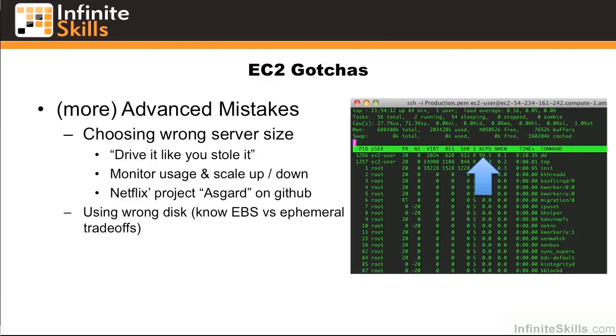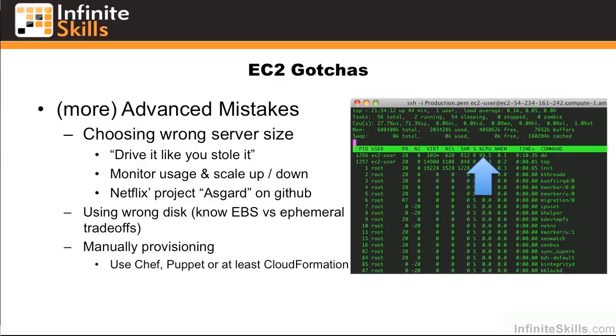Using the wrong disk is also something that's going to come and bite you. Make sure that you understand and use EBS versus ephemeral, and you use each correctly. And manually provisioning, again, is going to be a bad idea. If you have 5 or 10 servers, it's not a big deal. But once you get up to hundreds, you're going to want to use something like Chef, Puppet, CFN Engine, or at the very least CloudFormation to provision new servers.